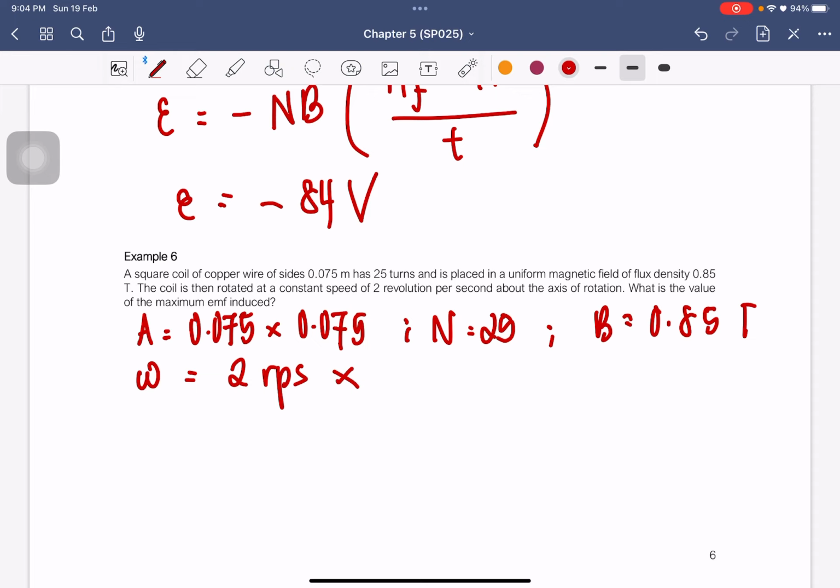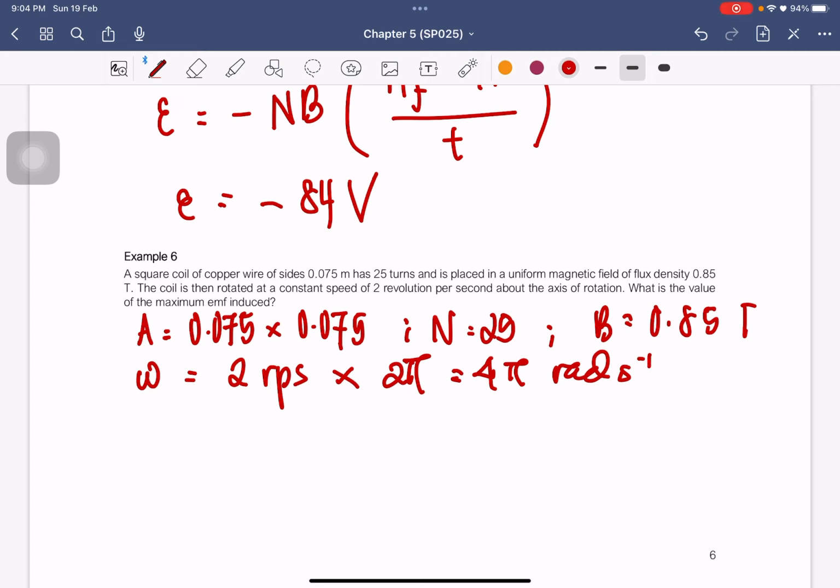So this should be in revolution. This should be in, oh my god, I don't remember. This should be in, let me just think. It has to be radian per second. Yeah, it should be radian per second. So 1 revolution is 2 pi. So it's going to be 4 pi radian per second.